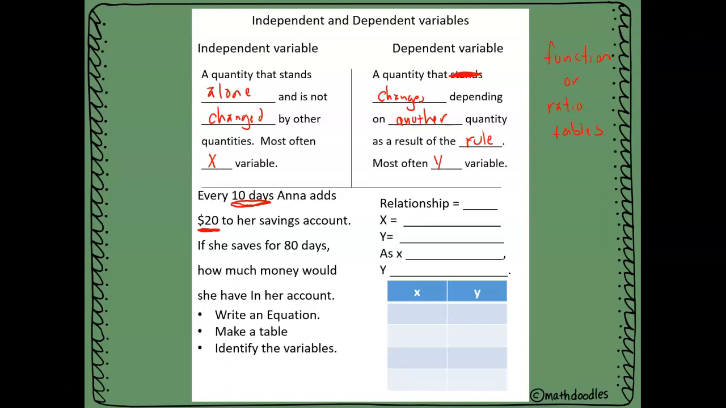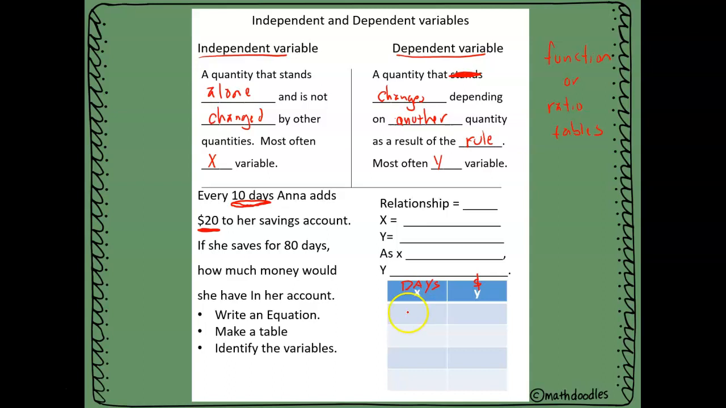We're going to write an equation for this. We're going to make a table, and we're going to identify the variables. First thing is, let's identify which one is dependent and which one is independent. Which one depends on the other? Okay, so what we're going to say is that days is the independent variable because the days doesn't depend on anything else. Does that make sense? So we're going to make days the independent variable, and money is going to be the dependent variable. It means the amount of money depends on the number of days.